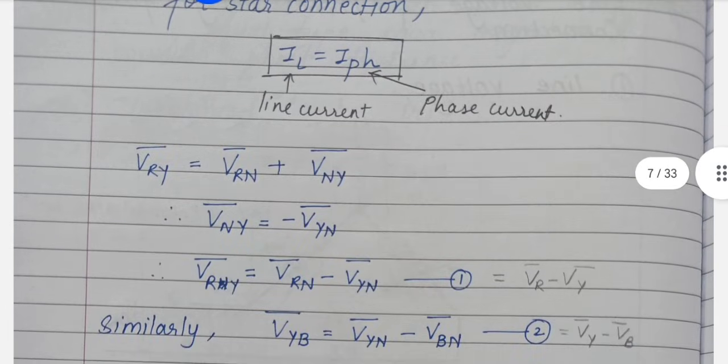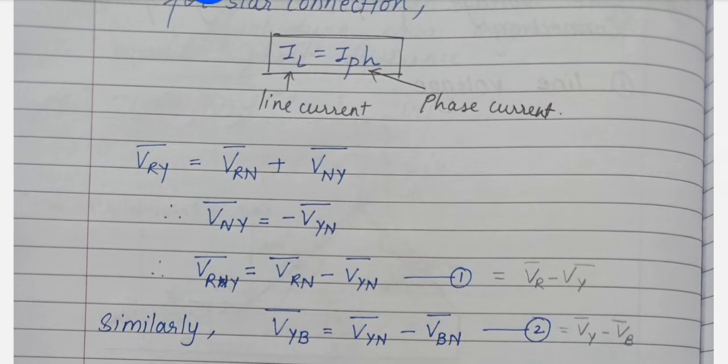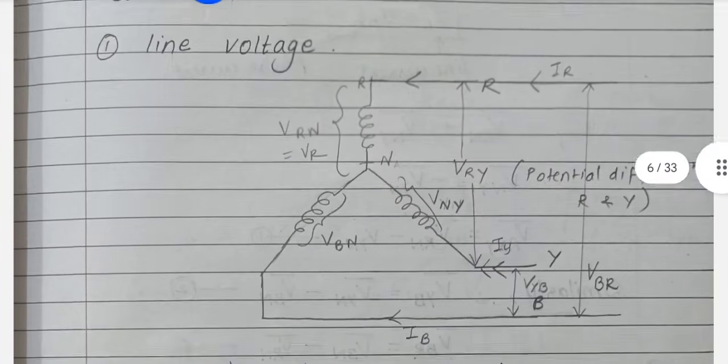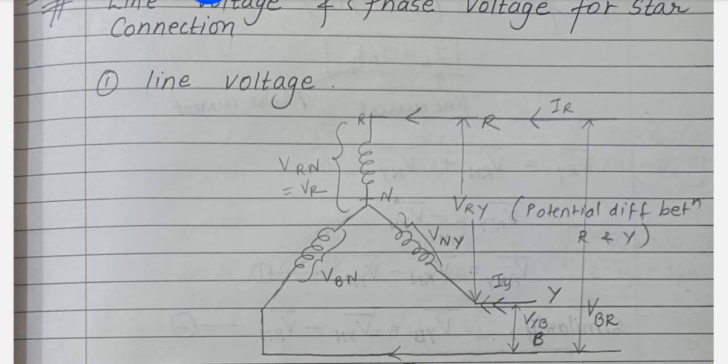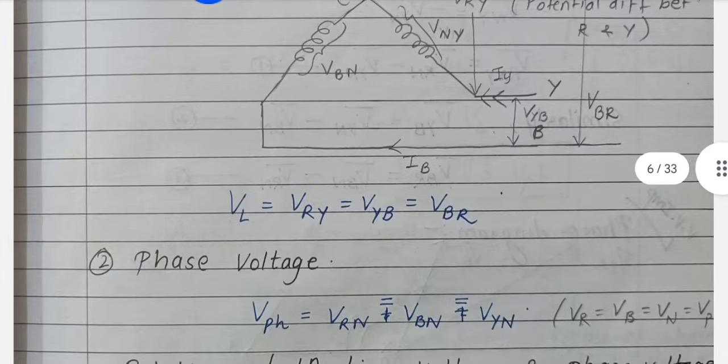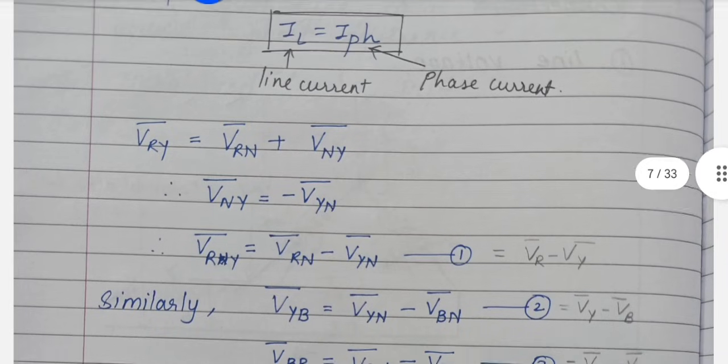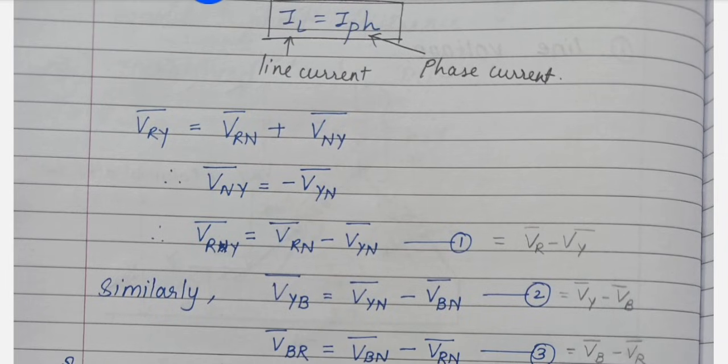Now, if we see the diagram, here VRY. With the help of the diagram, you can see VRY is equal to VRN plus VNY. Just take it as your theorem as we connect those. You have to write the same over here. But VNY is equal to minus VYN, as we are considering the vector. So in place of VNY, you can put it, and VRY equals VRN minus VYN.